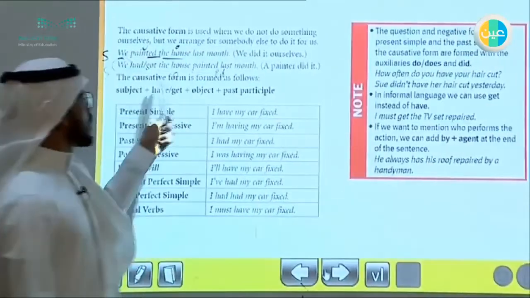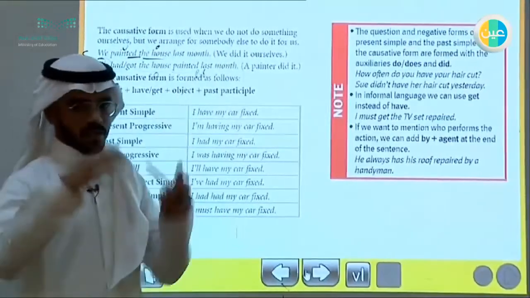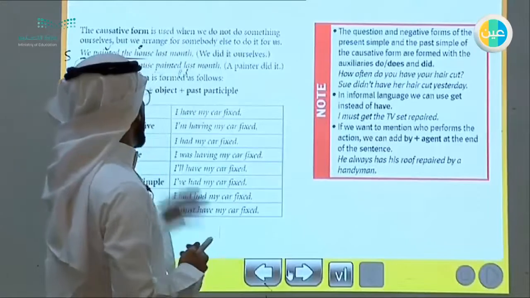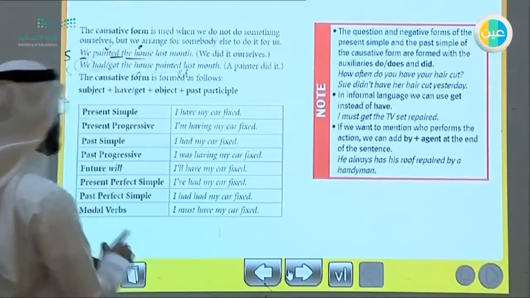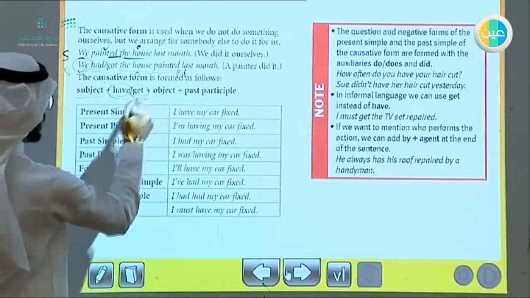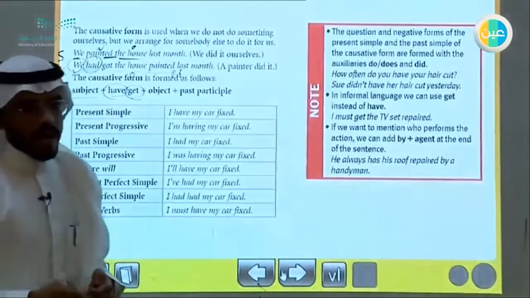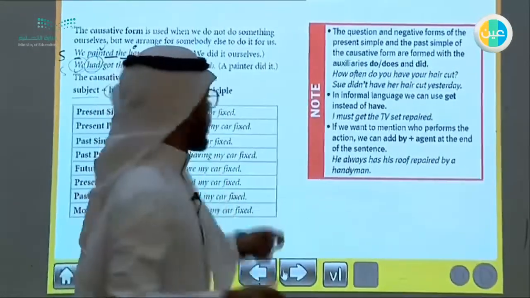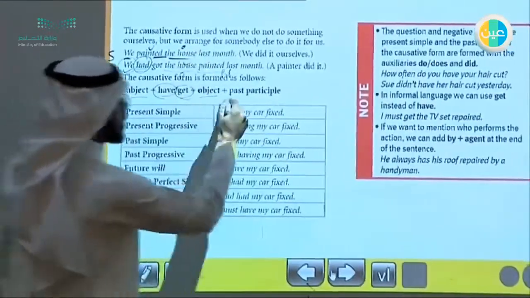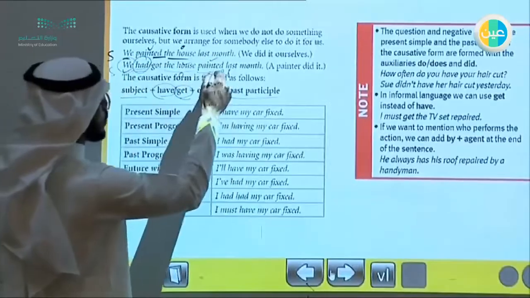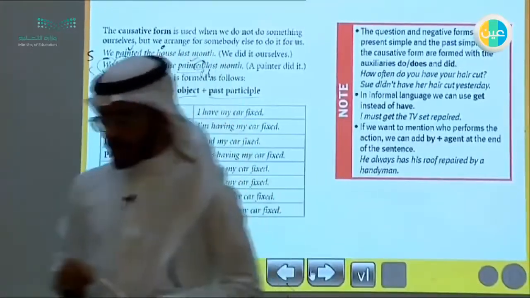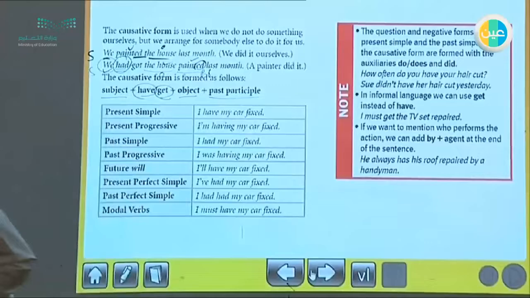Okay, let's continue. The causative form, the structure of the sentence, is formed as follows. First the subject, like this, then have or get. Here we use had. Why? I will tell you later. Have or get, then the object, and the past participle of the verb. Paint, painted. Okay. Now let's take more examples.